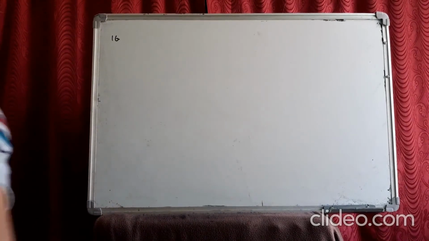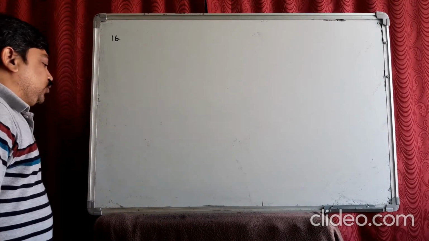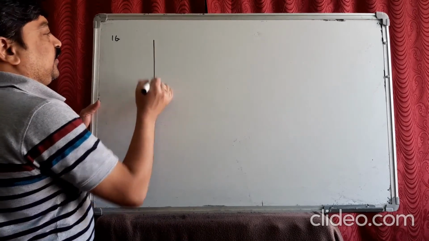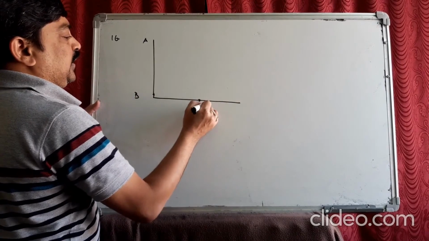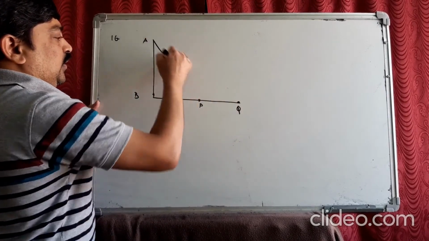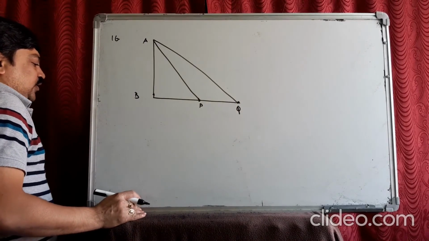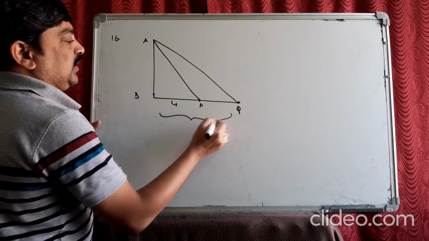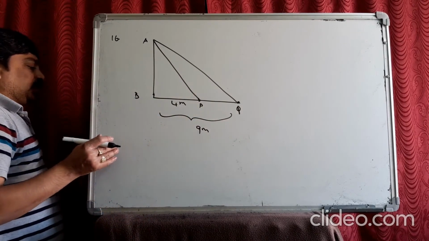Now see the 16th question. The angles of elevation of the top of a tower from two points at distances of 4 meters and 9 meters from the foot of the tower are found to be complementary. There is a tower AB, and the two points are P and Q. This is 4 and the total is 9 meters.